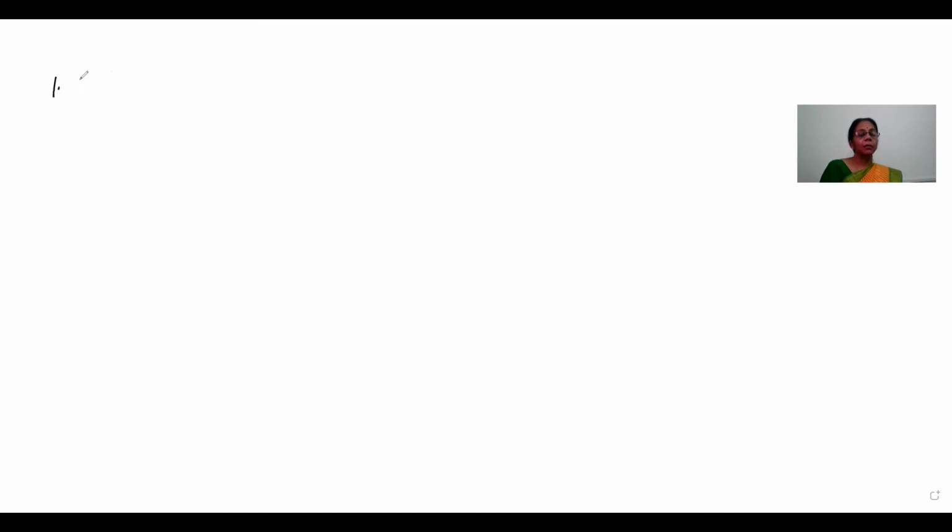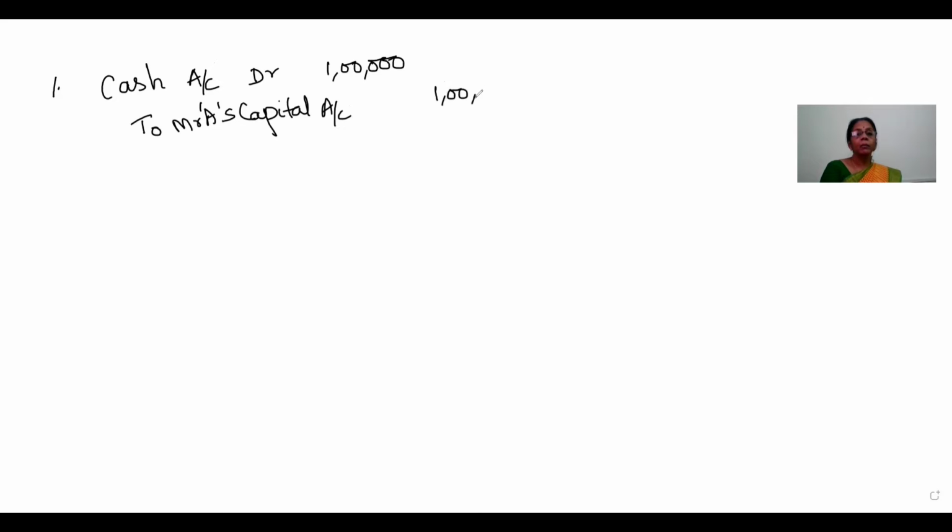So let us take some examples of a few transactions with their journal entry. Mr. A commenced business with cash. So we will take a journal entry like this. Cash account debit. Let's assume some money over here, rupees 1 lakh, to Mr. A's capital account, 1 lakh. So this is one transaction, being business started by Mr. A.